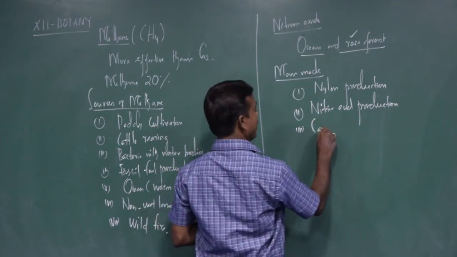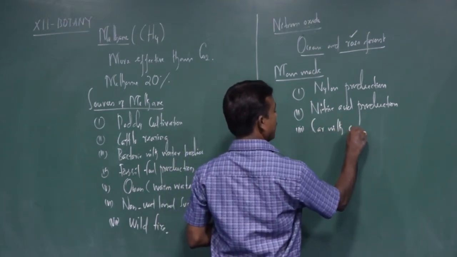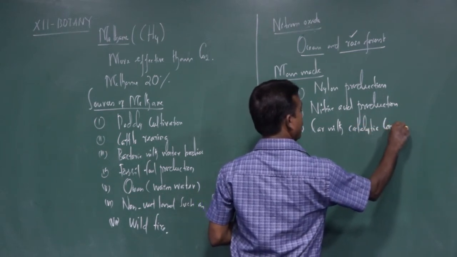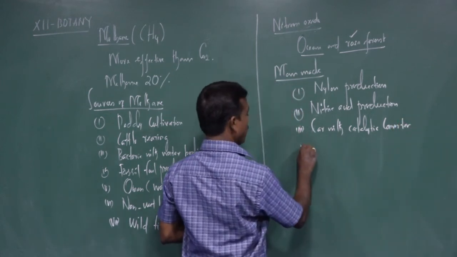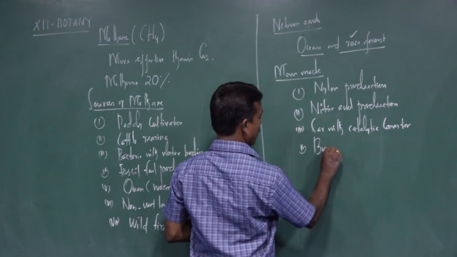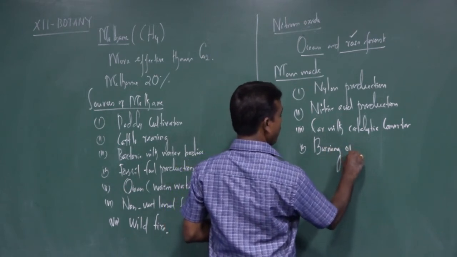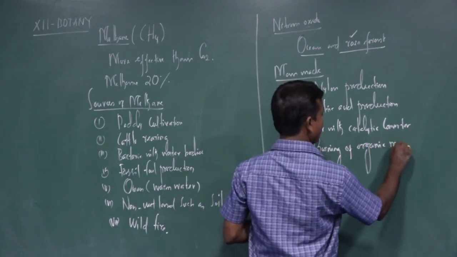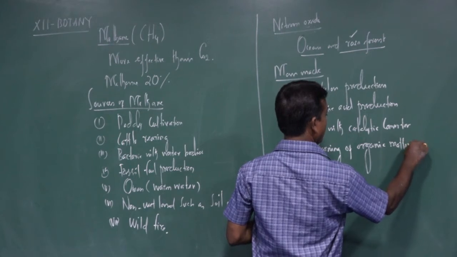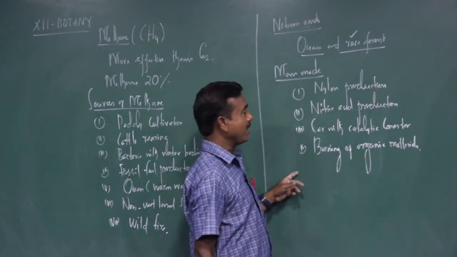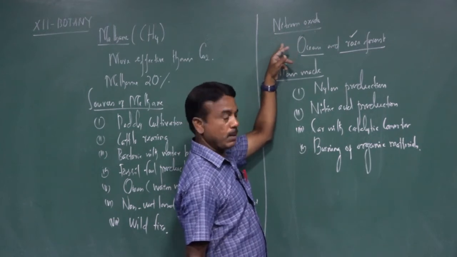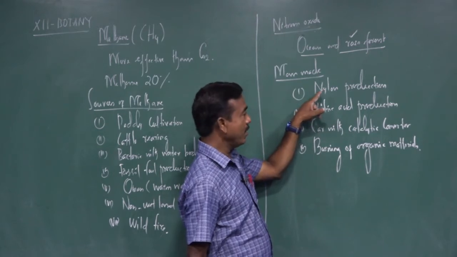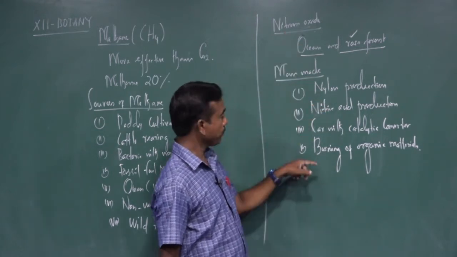Third one, catalytic converter. Fourth one, burning of organic materials. These are the sources commonly called man-made sources that can produce nitrous oxides. Nylon is one kind of chemical component, a material whose production is responsible for producing nitrous oxide.